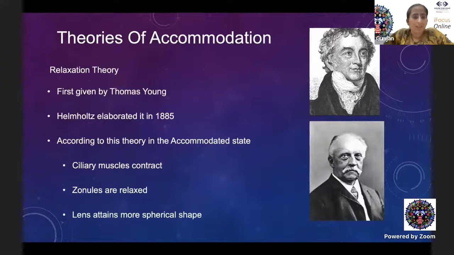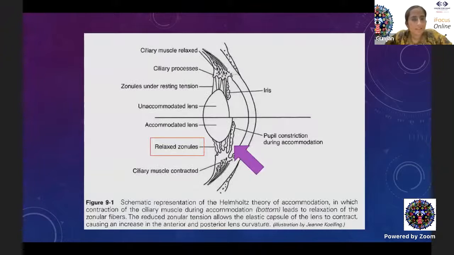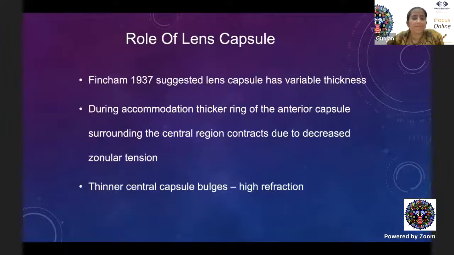Now, the most accepted theory is the Young-Helmholtz theory, which was first given by Thomas Young and was further elaborated by Helmholtz. According to this theory, in the accommodated state, the ciliary muscles are going to contract. As we can see in this image, the ciliary muscles contract and the zonules are lax. And it is because of this laxity of the zonules that the lens becomes more convex in shape.